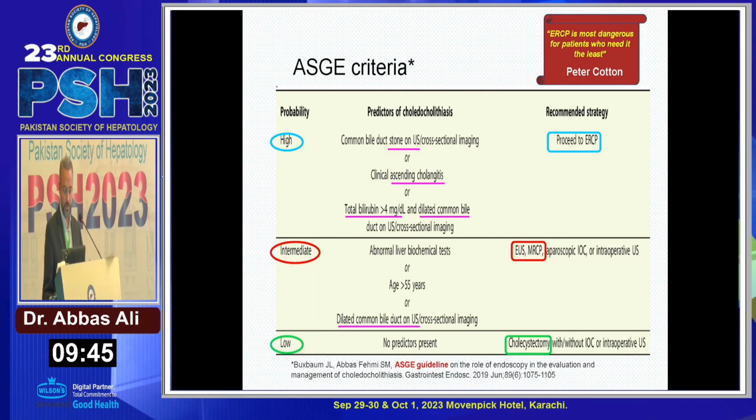First, let's have a look at the American Society for Gastrointestinal Endoscopy criteria for the prediction of stones. If the patient has a stone in the bile duct, or an ascending cholangitis, or if the bile duct is dilated and the bilirubin is more than 4, it is a high probability case, and the patient can be offered ERCP straight away. However, if there is a dilated common bile duct but the bilirubin is not raised, it is intermediate probability, and this is the one case in which either EUS or MRCP is required. The main competitor of MRCP here is the EUS.